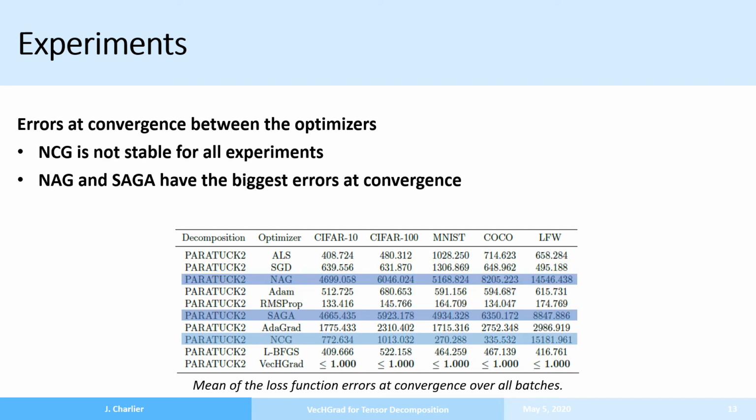If we move on to other observations, we can see that NAG and Saga are not able to find an optimal solution. The level of errors at the end of convergence is quite high. We can make another observation on NCG, where depending on the dataset, sometimes we obtain a diverging solution. So NCG is not always stable, especially for Paratuk decomposition, which is quite complex numerically because of the linear algebra computation involved.